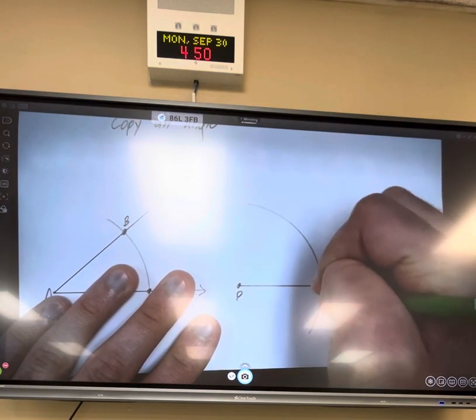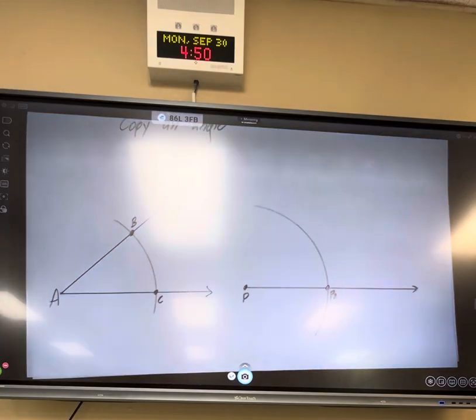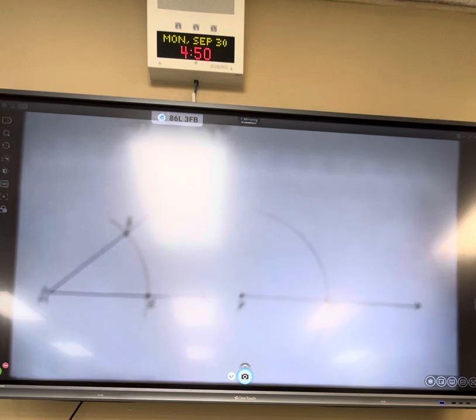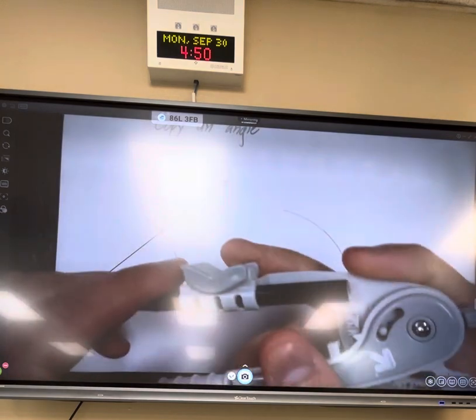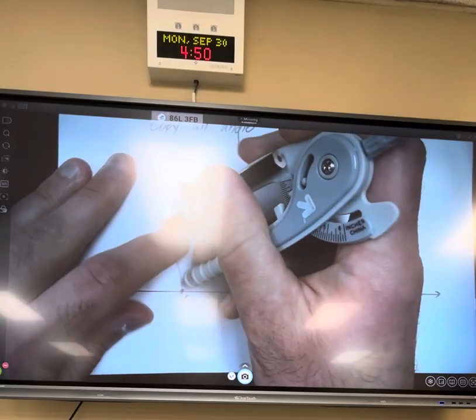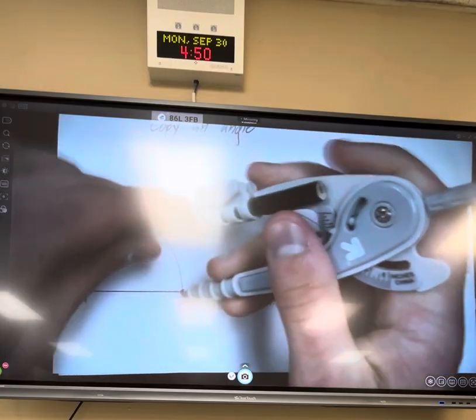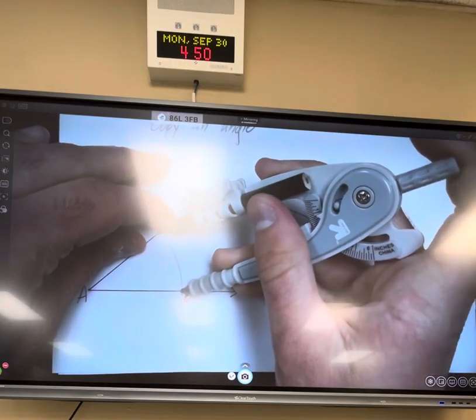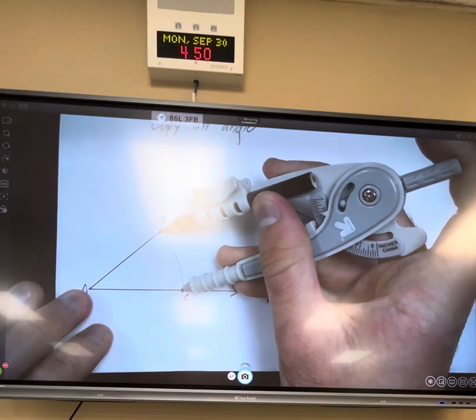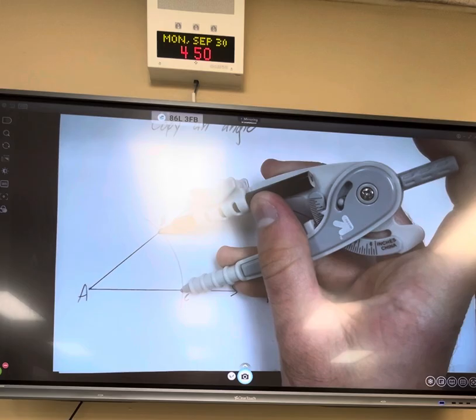Okay. Now, step 4, open the compass to the length of BC. And where is my BC? It's over here in my original angle. Okay, right here, more or less, that's fine. BC.